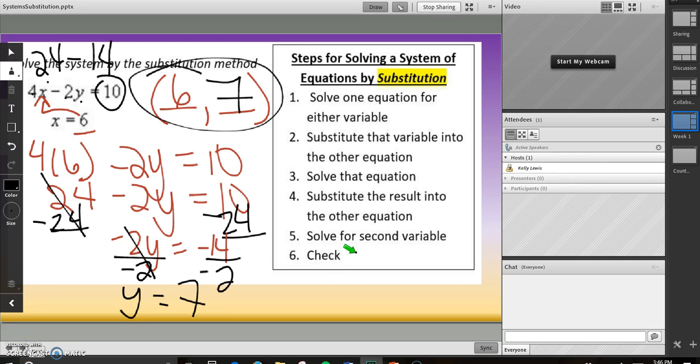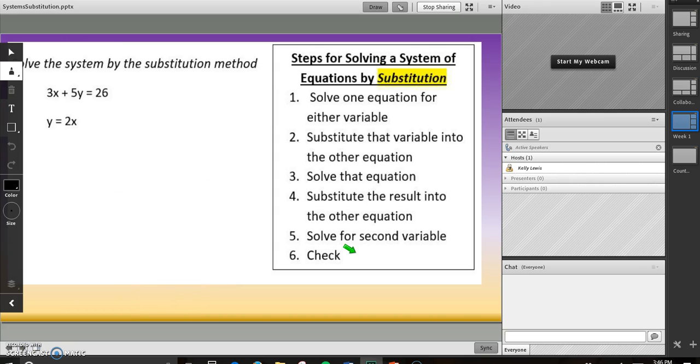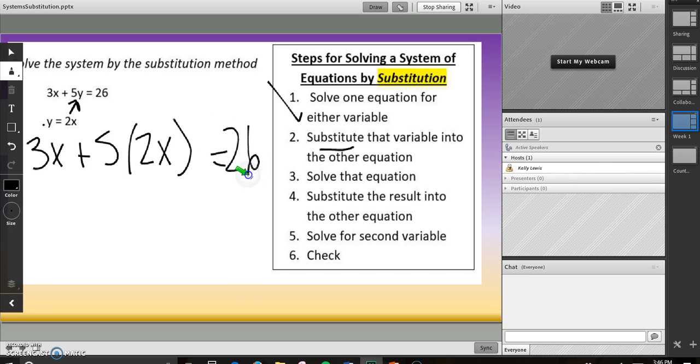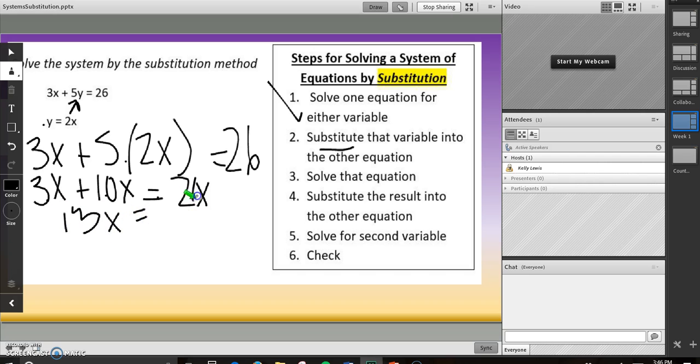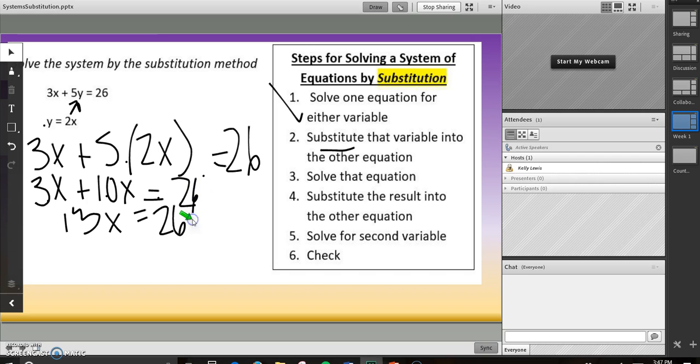Let's do another one, because they're not all going to be that easy. All right, so notice y is by itself. So everywhere there's a y in that first guy, I'm going to substitute it into the other equation. So I'm going to write 3x plus 5. Instead of writing y, I'm going to write 2x equals 26. So I really have 3x plus 5 times 2x is 10x equals 26. 3x plus 10x is 13x. That's an ugly 3. Equals 26x. Oh, why? This is a regular 26. I have no clue why I randomly just put an x there.